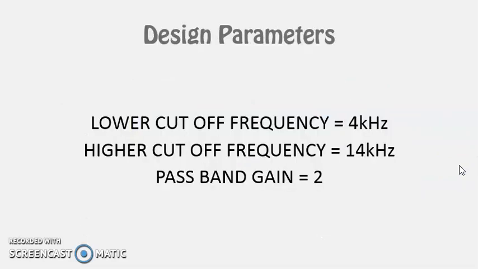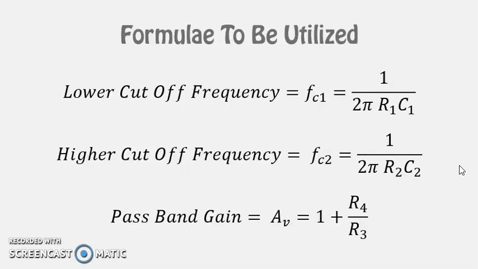We will first take into account the design parameters. We are supposed to keep the lower cutoff frequency equal to 4 kilohertz and the higher cutoff frequency equal to 14 kilohertz. The pass band gain is supposed to be kept equal to 2. These are the formulas that are supposed to be utilized.